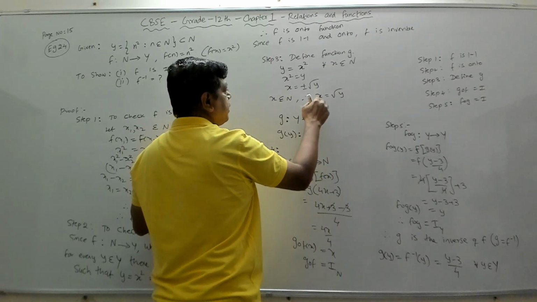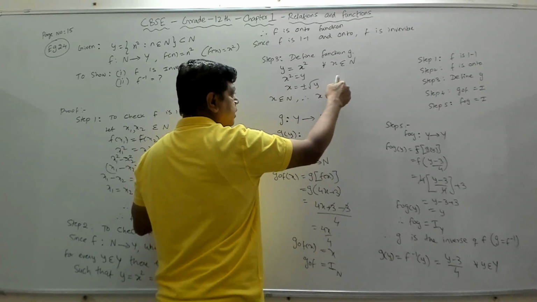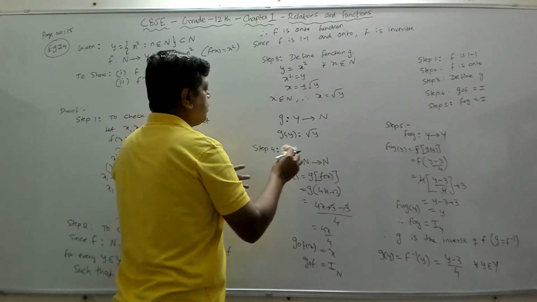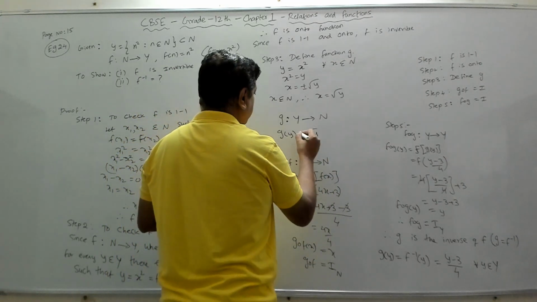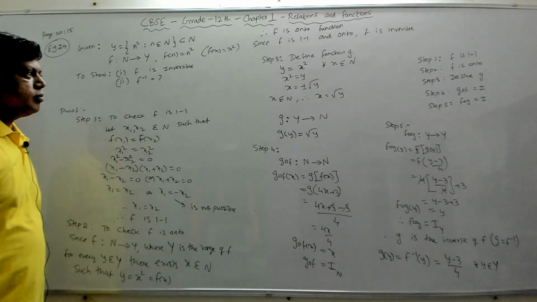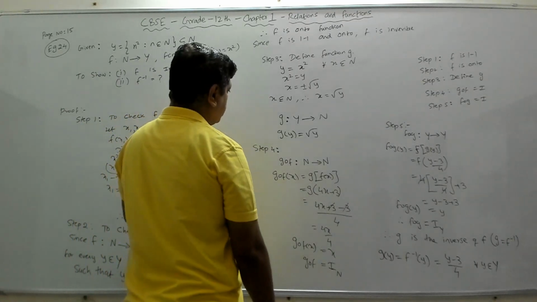The moment you write x in terms of y, this is called g of y, which is root y. So g of y is defined as g of y equal to root y. Now we have defined it.